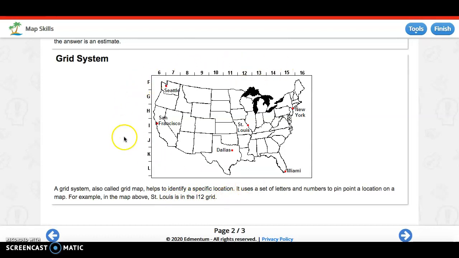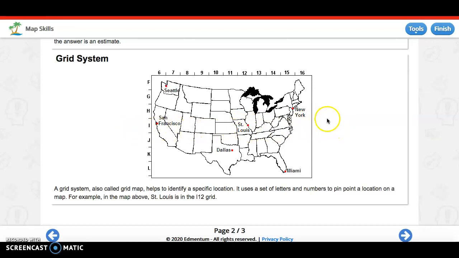Using a grid system allows you to find a specific location on a map, and the way that it works is like this. Let's say I wanted to tell you where to find St. Louis, and you were looking at the map and you couldn't find it. If I told you to find the letter I first on the left-hand side, and then draw an invisible line across, you would see that St. Louis falls on that line, but you would have to look all the way across.